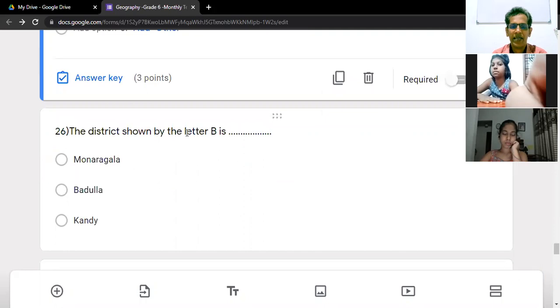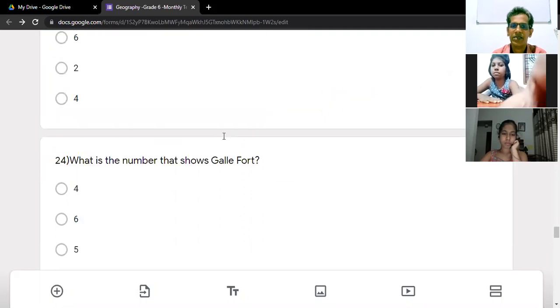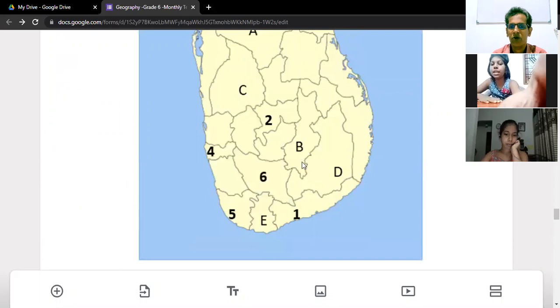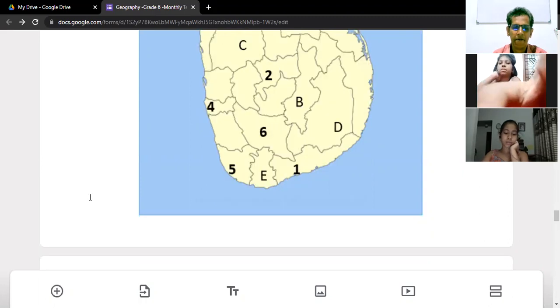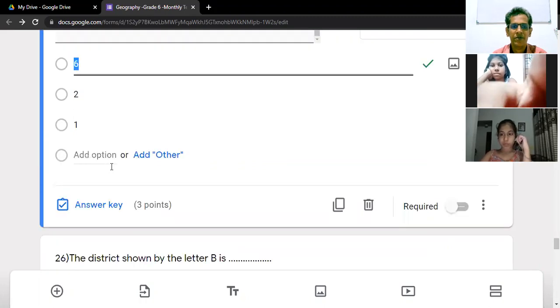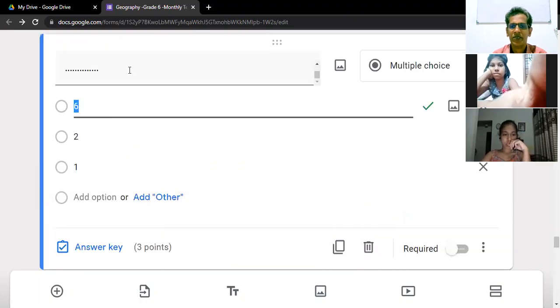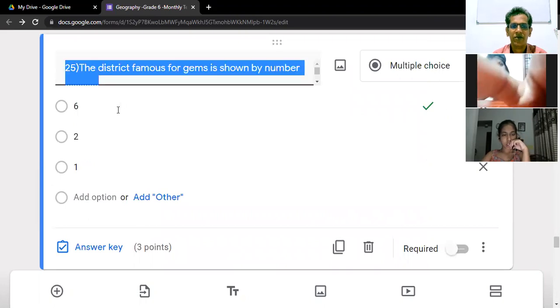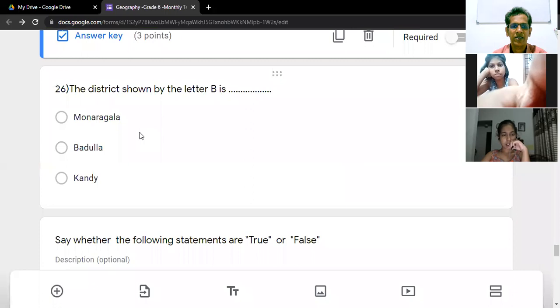The district shown by letter B is Badulla. Badulla. Letter D, which district? Monaragala and Badulla belong to Uva province. Then B. That's correct. The district shown by letter B is Badulla.